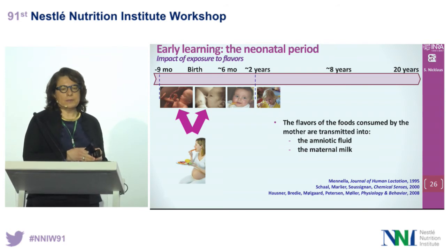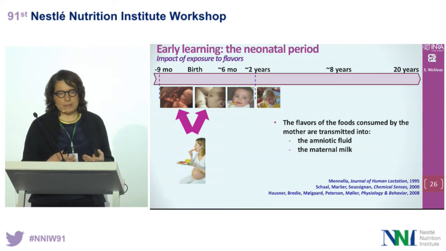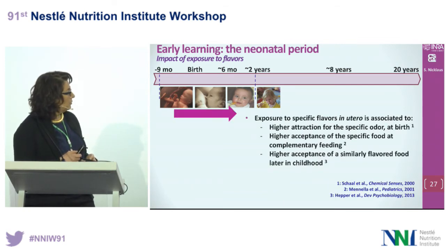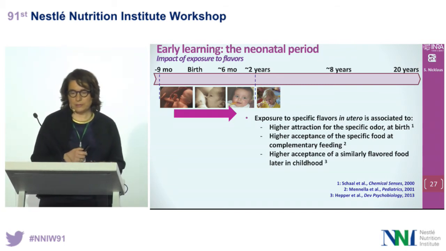We know that some flavors from food are more likely to be transmitted into amniotic fluid or into milk. And it depends on the chemical structure of the compound, and it may depend also on the biology of the mother. So we know that this phenomenon is possible, but it's not necessarily uniform or true in all mothers. But what was shown was that exposure to specific flavors in utero during this period is associated to a higher attraction for the specific odor that was exposed to in utero at birth.